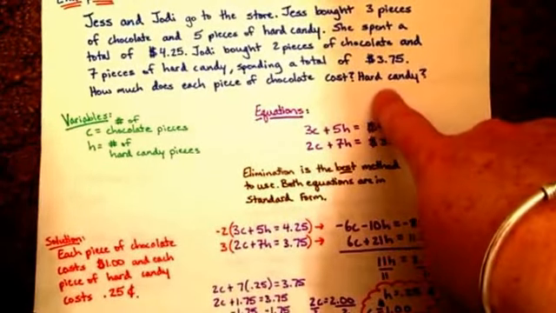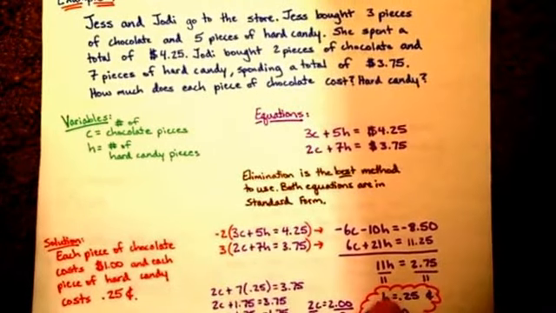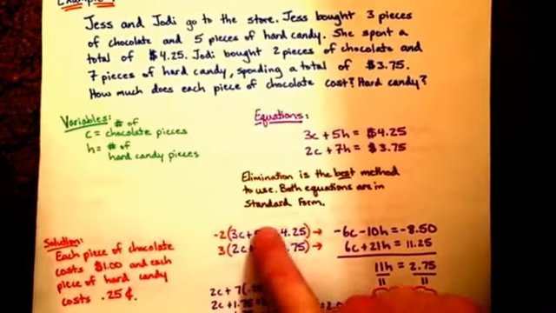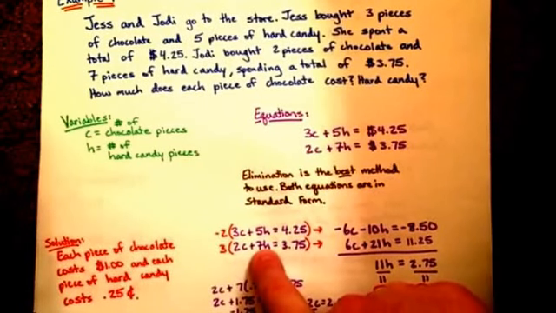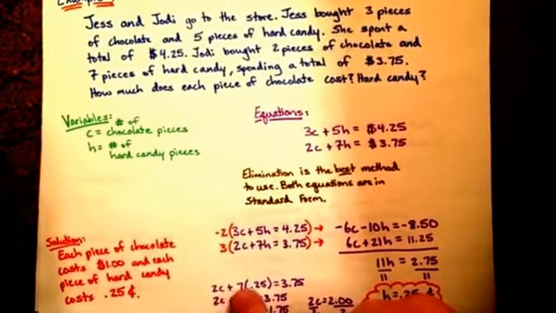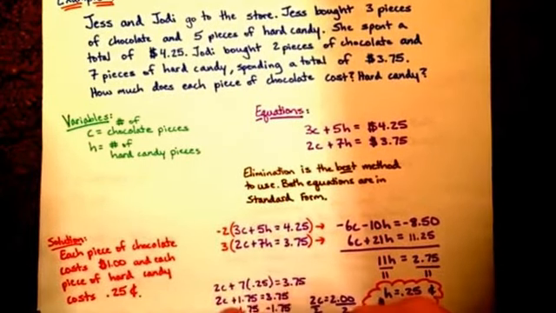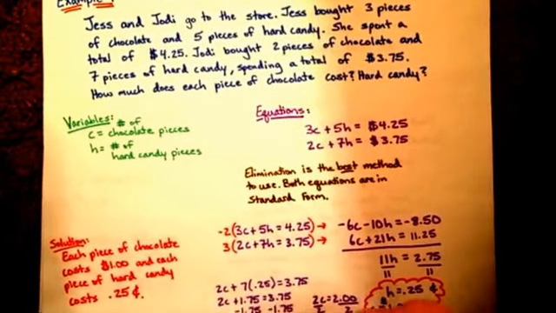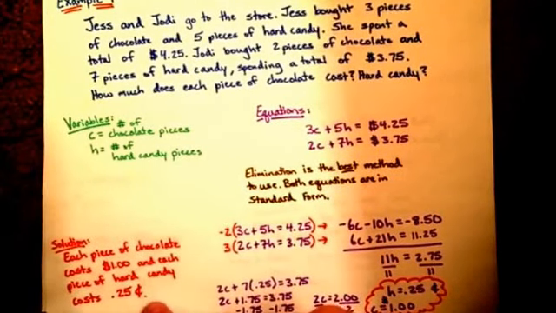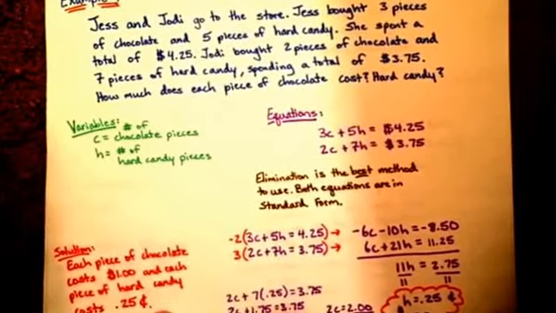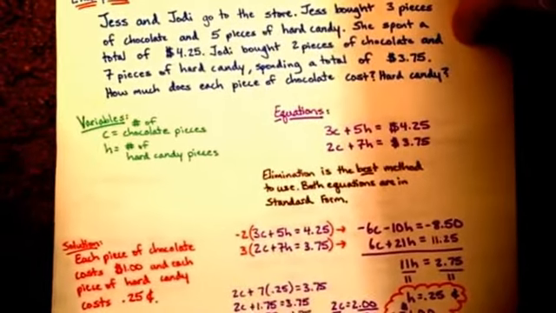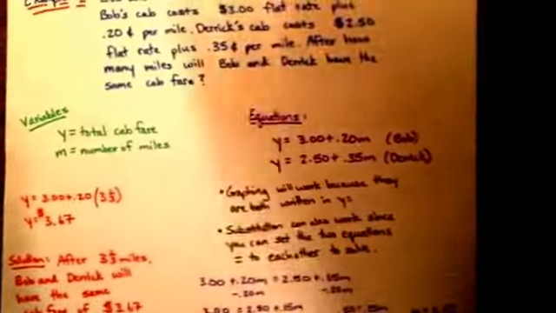But the question asked me about both types of candy, so I needed to plug in the 25 cents into either one of the original equations, it doesn't matter which one, so I plugged it in here and solved for C and figured out that each piece of chocolate costs $1 and each piece of hard candy costs 25 cents. Let's look at one more example.